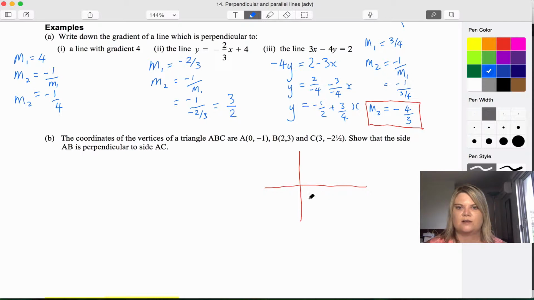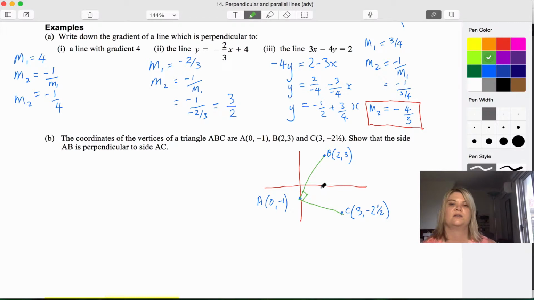And we've got A is (0, -1). B is at (2, 3). And C is at (3, -2.5). Okay, useful to label them all. Show that the side AB, so that's this one here, is perpendicular to AC. So we want to show that this is a right angle. And my diagram drawing was pretty good because it does look like it is a right angle.